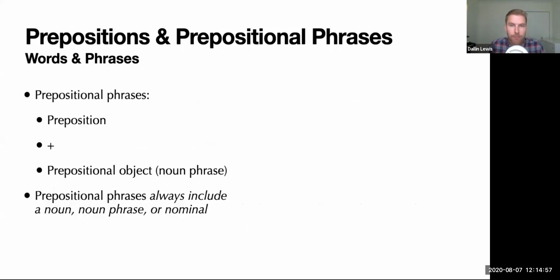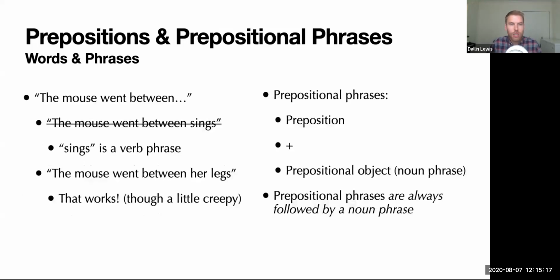Now, prepositions create prepositional phrases, and prepositional phrases are the preposition plus some type of noun, noun phrase, or some type of nominal. And that always kind of goes together. You have the preposition, and then you have something that goes along with it that has to be some type of nominal form. So you could not say, the mouse went between sings, because sings is a verb or a verb phrase. It's a tense word. It's made present. You could say, though, that the mouse went between her legs. Her legs is a noun phrase, so that makes grammatical sense, between being the preposition.